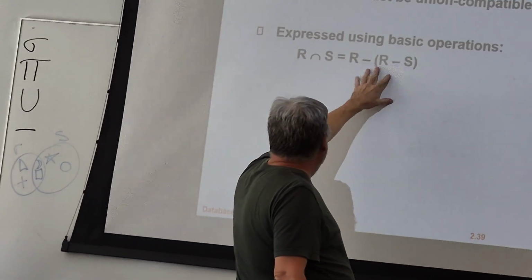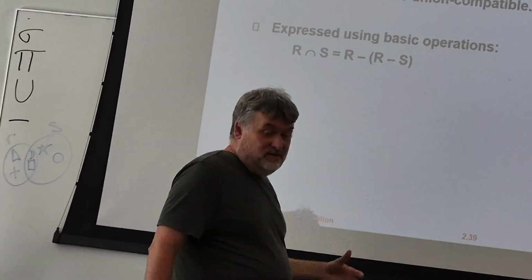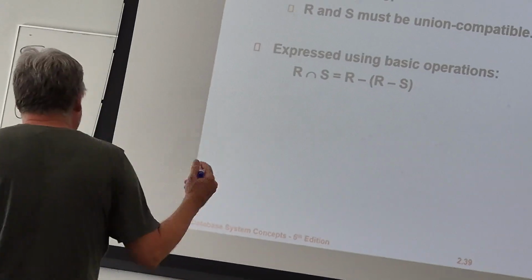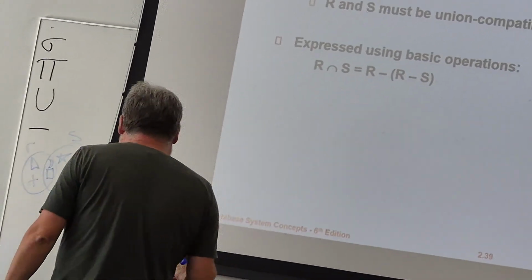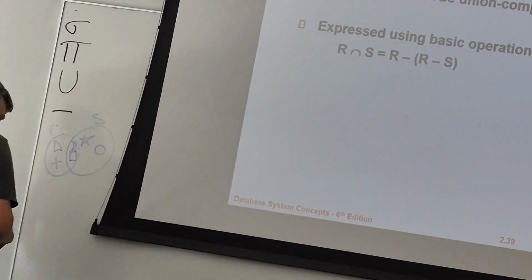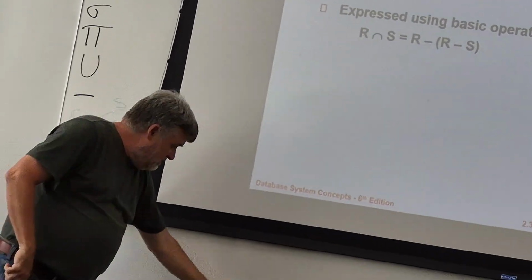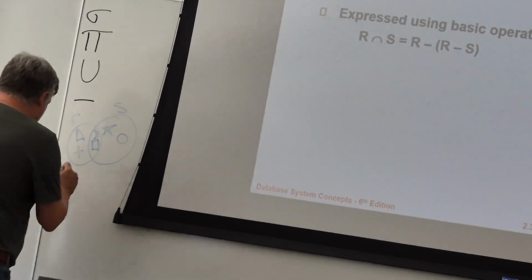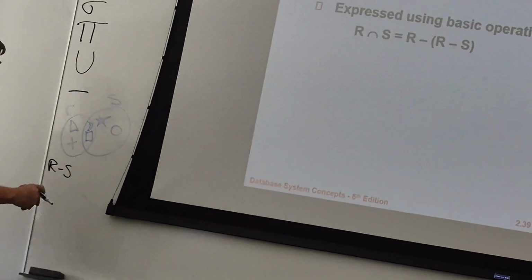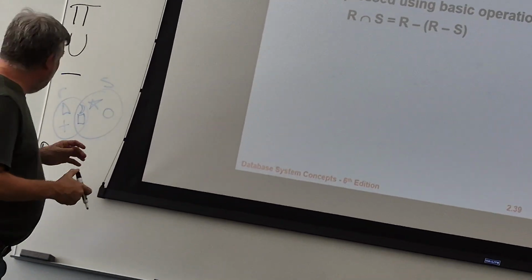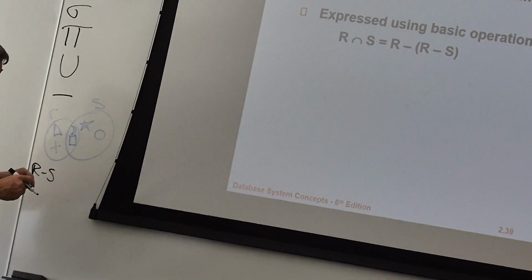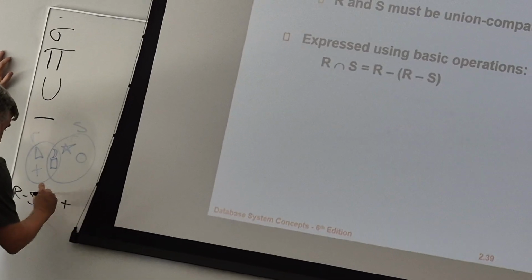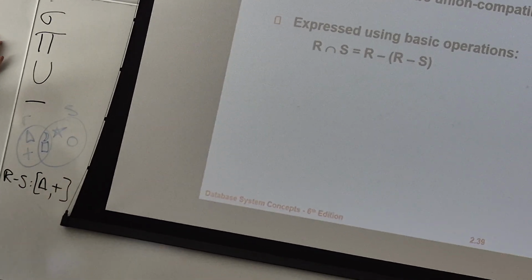And so I want to evaluate this expression, and according to the rules of math, I need to start inside the parentheses and work my way out. So first, let me figure out what the set difference of R minus S is. I'm going to do this, I better use a working marker. R minus S is going to be everything that's in R, but not in S. So that's going to be triangle and plus sign, right? It's going to be that set right there.